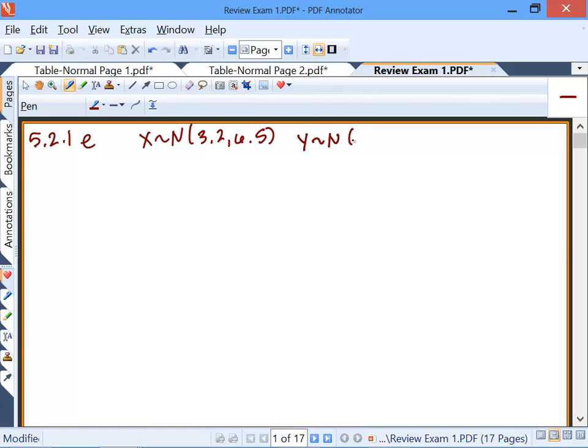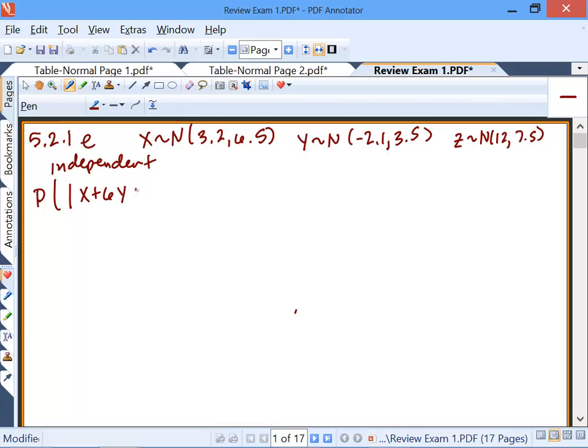Y has a normal distribution with mean negative 2.1 and variance 3.5. And Z has a normal distribution with mean 12 and variance 7.5. And they are independent random variables. For E, we're supposed to find the probability that the absolute value of X plus 6Y plus Z is greater than or equal to 2.